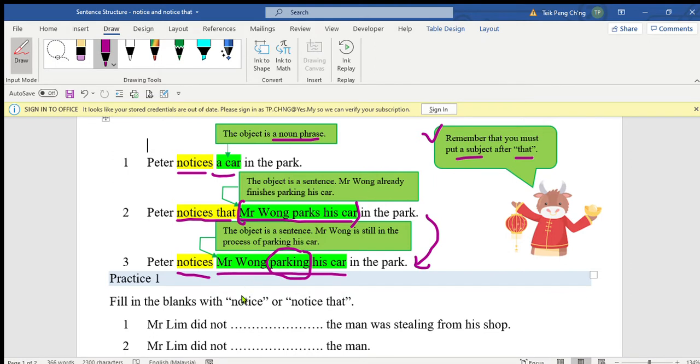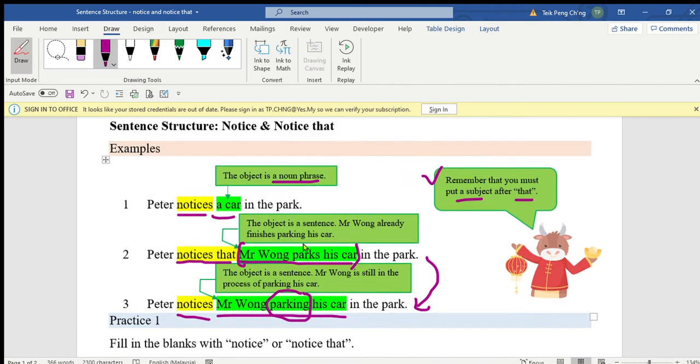So again, if you want to use a sentence as the object, but you don't want to use notices that, you only want to use notices, you have to use the ing form of the verb. You need to use Mr. Wong parking his car instead of Mr. Wong parks his car. These are the important things that you need to know before you start working on the practice, on the exercise below.